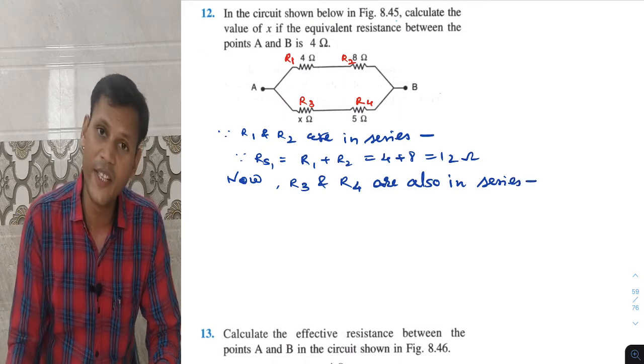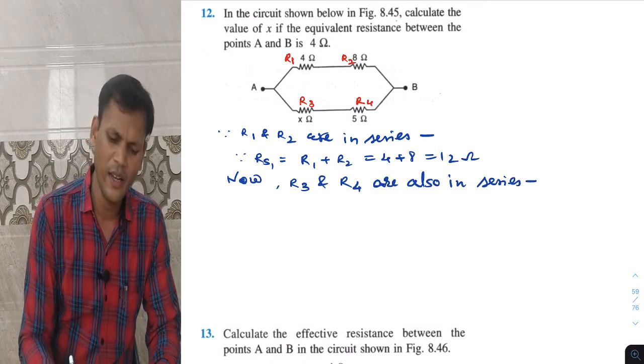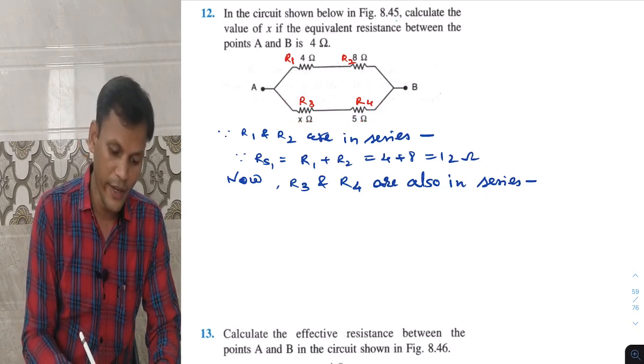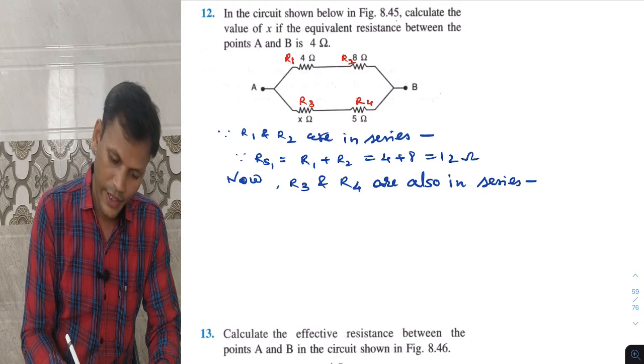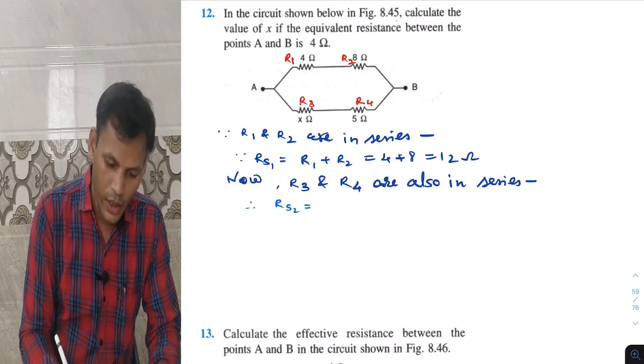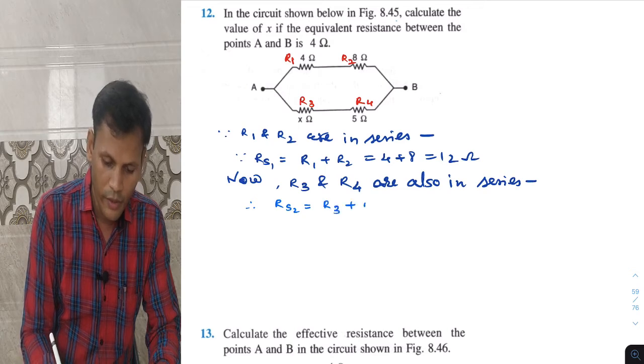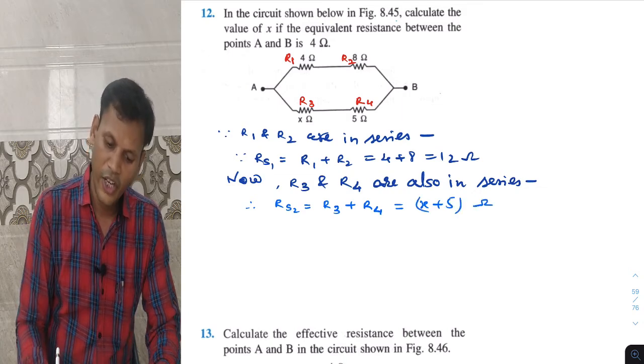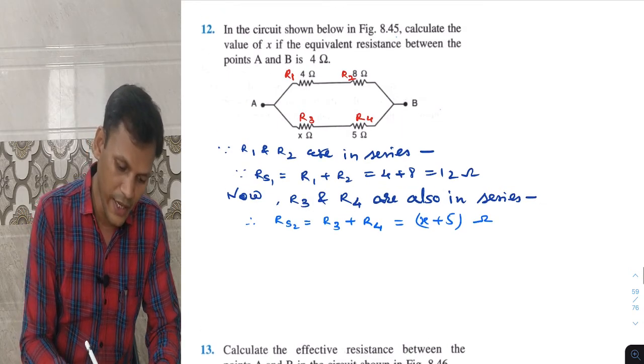So सीरीज का फॉर्मूला फिर से क्या है? Rs इज इक्वल्स टू R1 प्लस R2. सो हम क्या करेंगे? इन दोनों को ऐड कर लेंगे. तो हमें क्या मिलेगा? We will get therefore Rs2 is equals to R3 plus R4, which will be R3 is X plus R4 is 5. This is the net resistance. Now this diagram becomes like this.